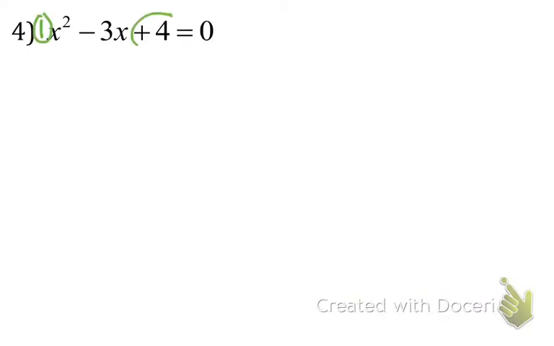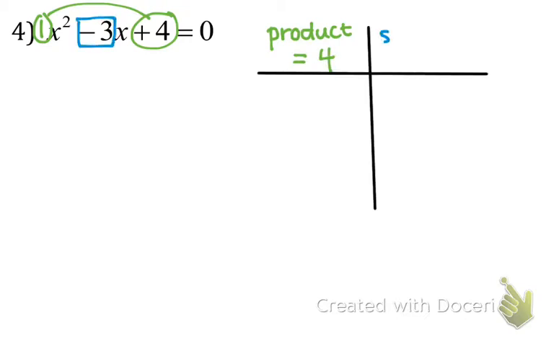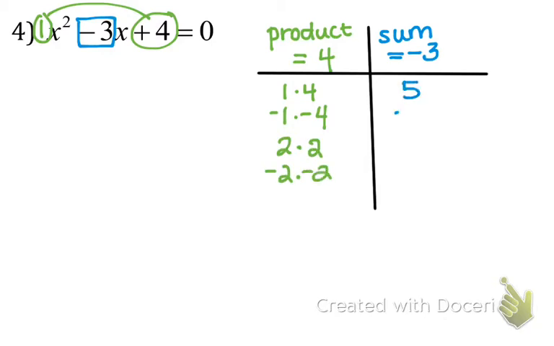In this last example, we'll go ahead and start with our AC method, the product that will equal 1 times 4, which is negative 4, and the sum, which will be negative 3. Let's list our factors of 4. Okay, now let's add all those to find our sum. Well, actually, we don't have a sum that is equal to negative 3. In this case, this quadratic equation is not able to be factored, so we will call this prime.